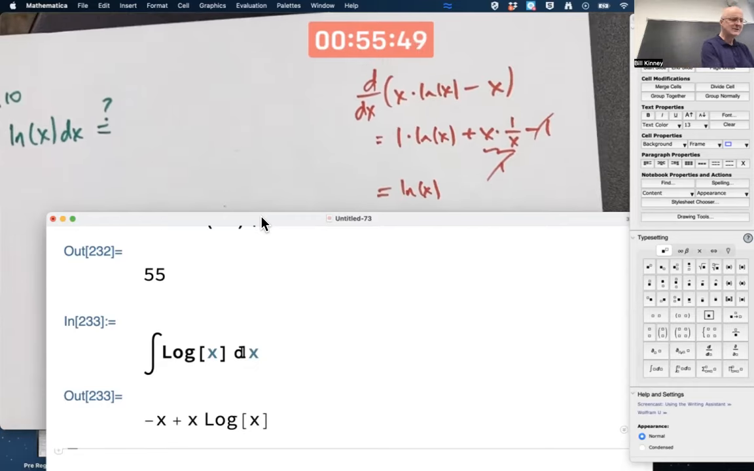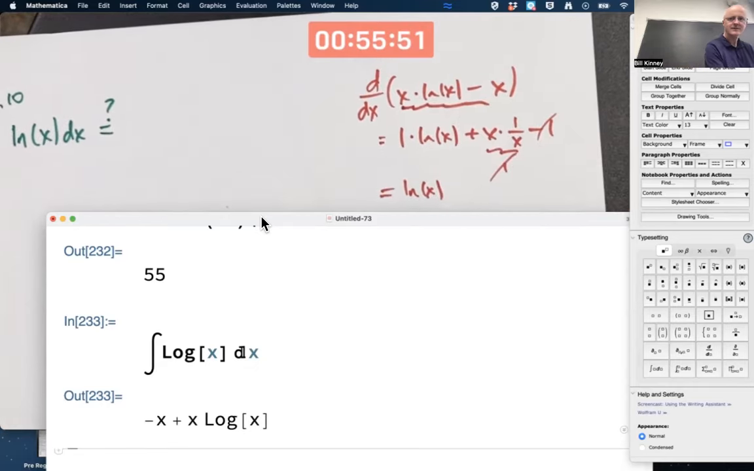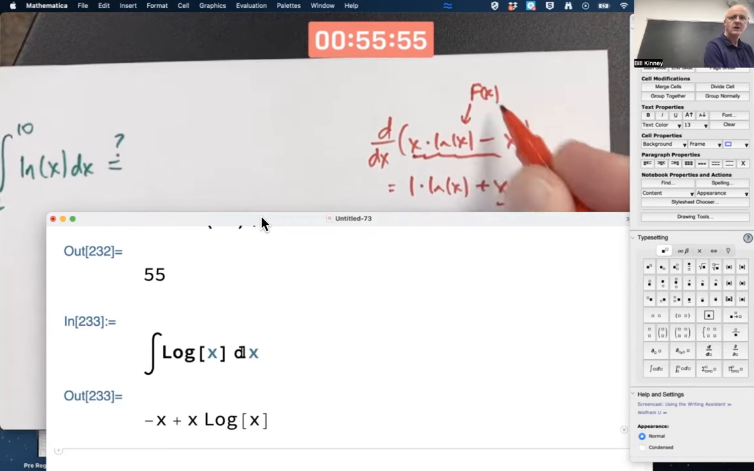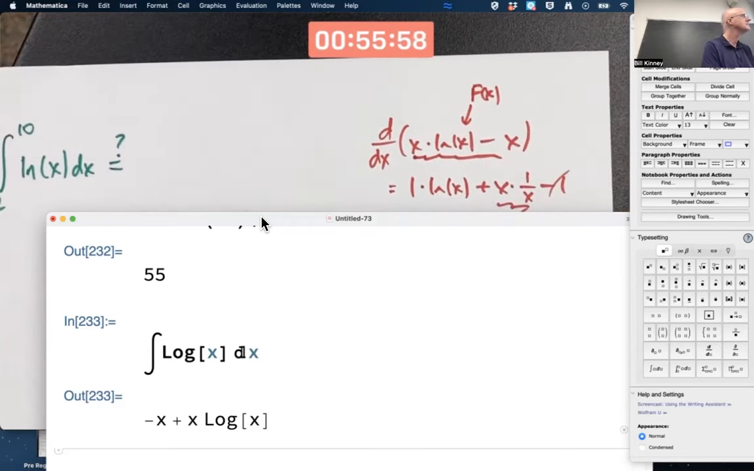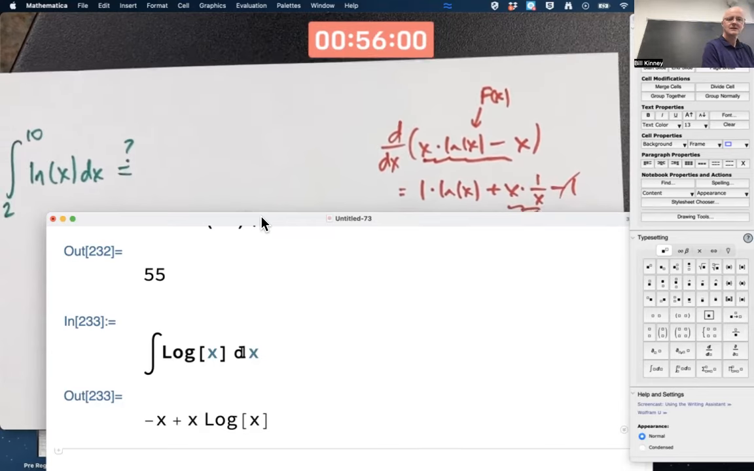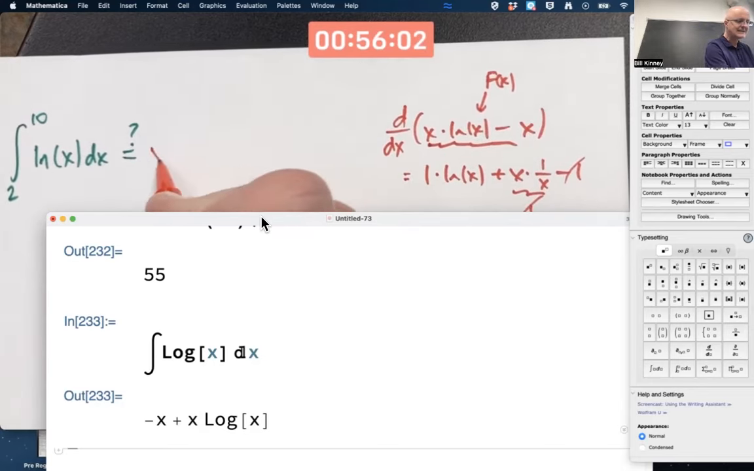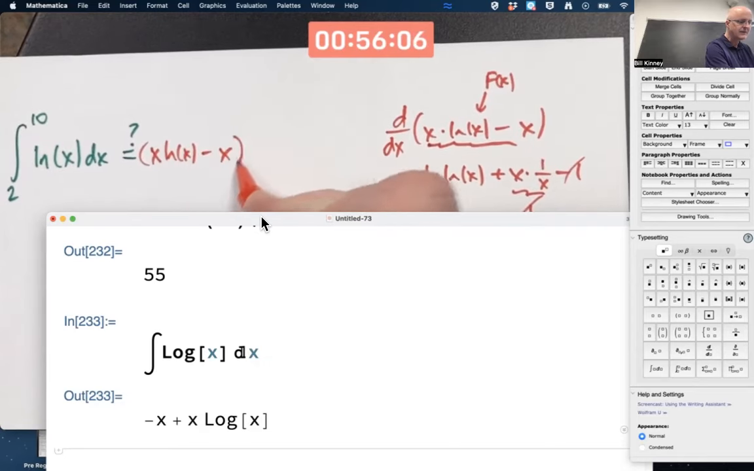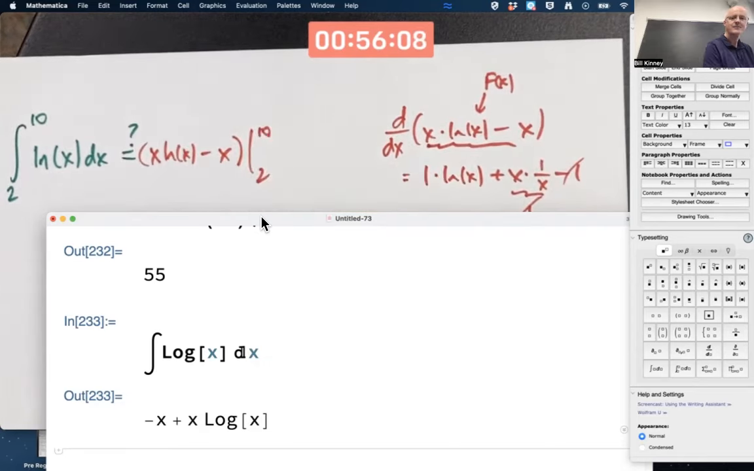So I guess I've got to use this function as an antiderivative. Is this my capital F of x? Sure, that can work. So I could write x ln of x minus x evaluated from 2 to 10.